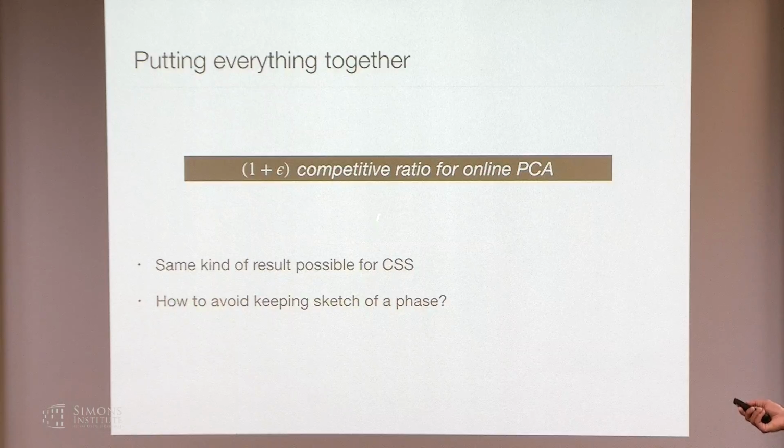So one thing you could ask is this? One thing we can show is that the same kind of result is also possible for column selection. The only trick there is how do we avoid keeping track of the sketch of a phase? Here it was important that we had this vector w that was a sketch of a phase. But it turns out if you sample only like log n things in every phase, then this actually still works out. Okay.